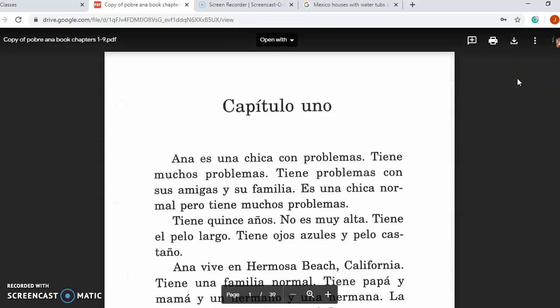Hello, students. This is Miss Orndock, and I am going to be reviewing the translation of what happened in Chapter 1 of Pobre Ana. I'm going to read paragraph by paragraph in Spanish first, and then I will go back to the beginning of the paragraph and read in English. And from time to time, I'm going to discuss some of the language features that I would like you to begin paying attention to. So, capítulo uno means chapter 1, and let's get started.